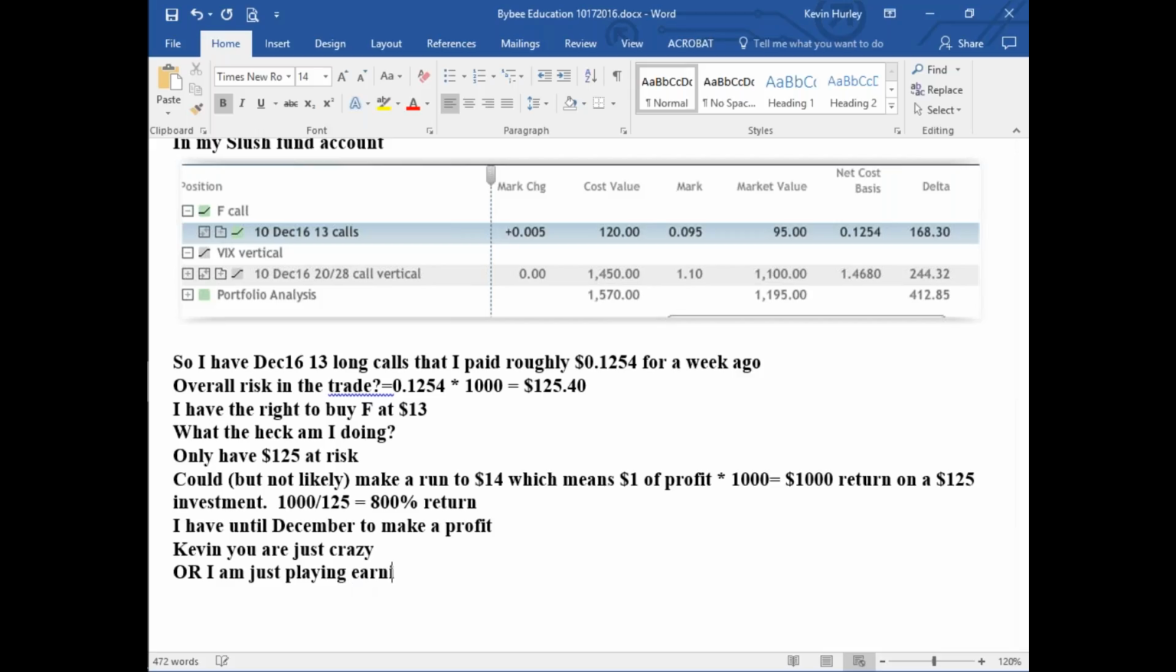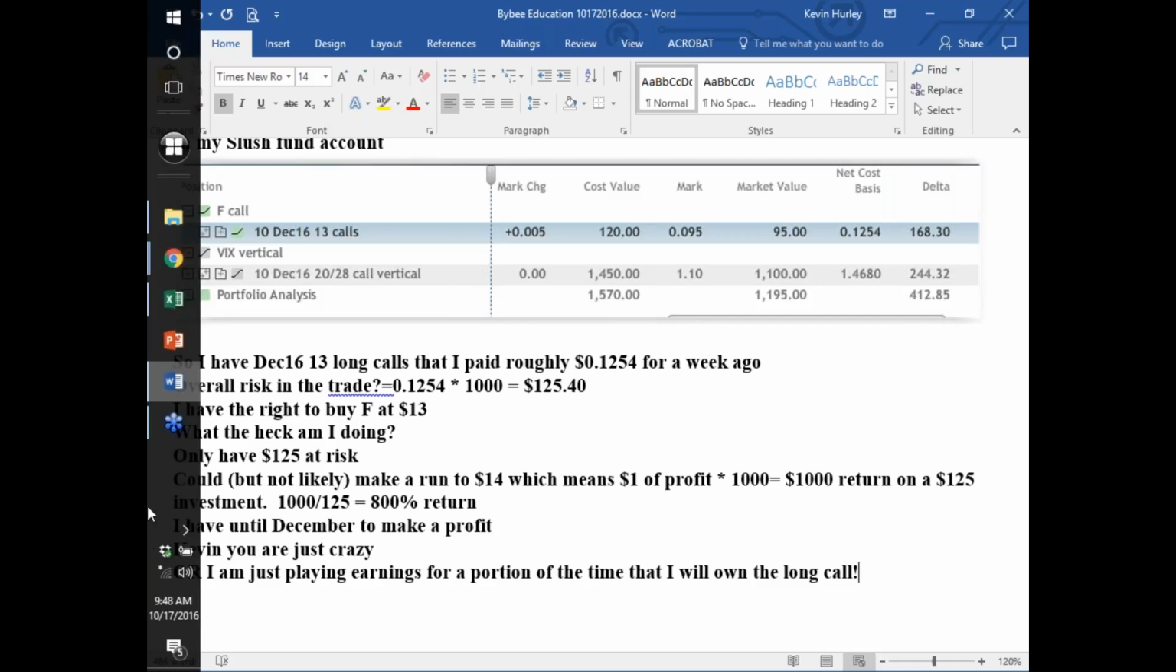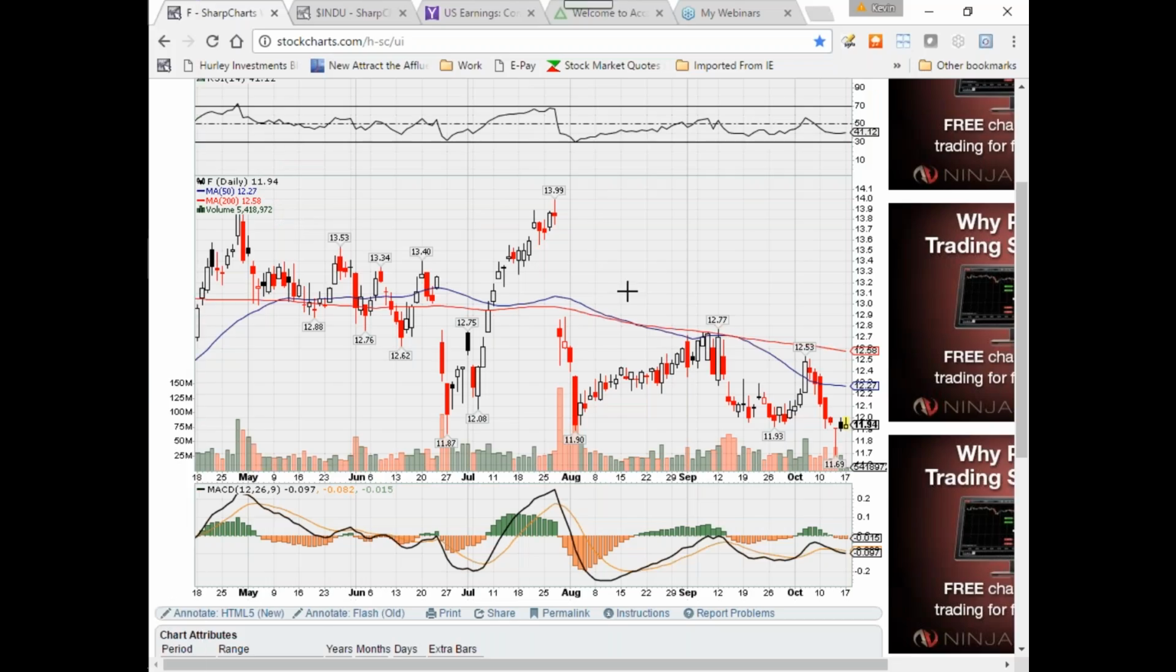I'm just playing earnings for a portion of the time that I will own the long call. Just because I have it out for 2 months doesn't mean I need to keep it till the end. I just need an earnings play. I'm going to go back to our chart. If our earnings has a bump up to here, or maybe to here, or possibly to here, which is only 3 or 4%, right?